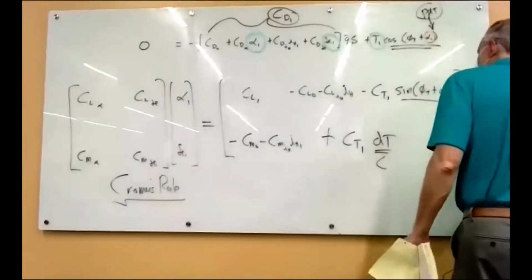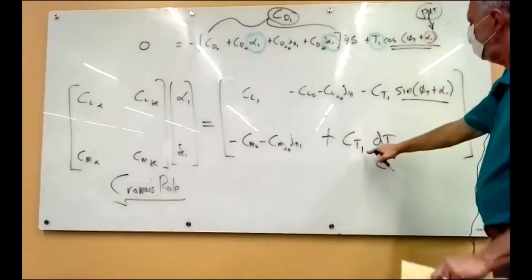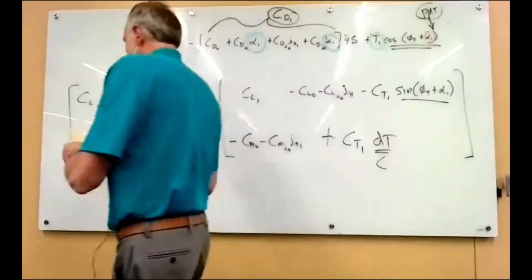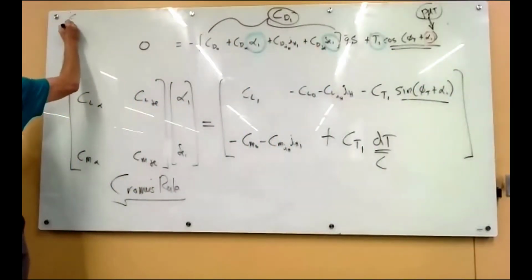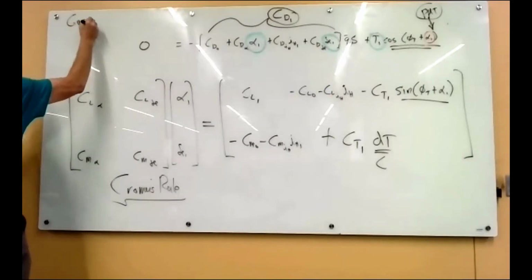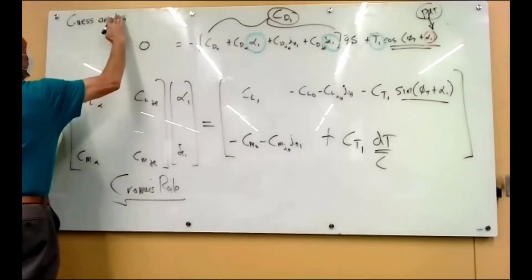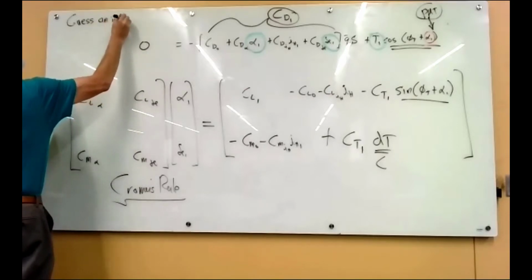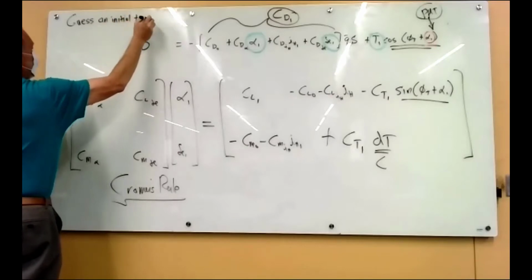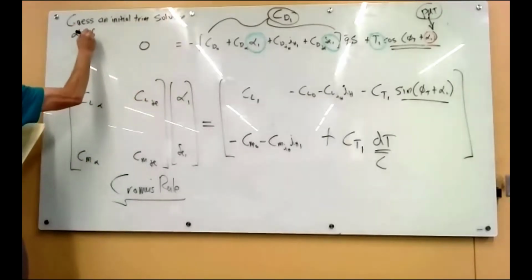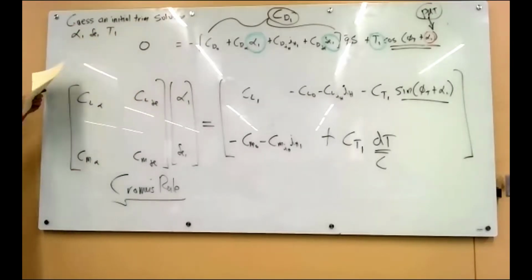But we have these transcendental nonlinear terms, and these things are coupled because thrust is down here and thrust is up here. And so the first thing we do is we guess an initial trim solution, which means we get an alpha one, an elevator one, and a T1, and then from T1 we can calculate CT. But it's not going to be right because we're just guessing.